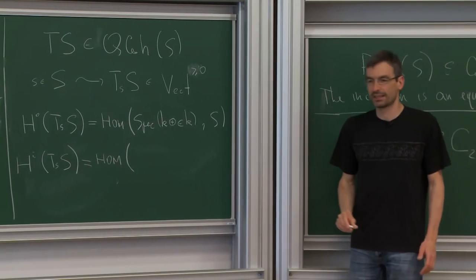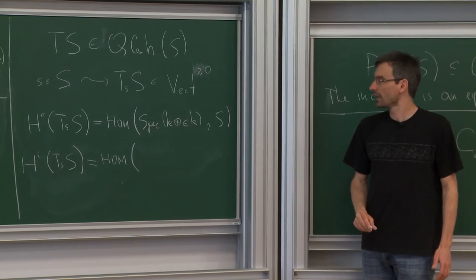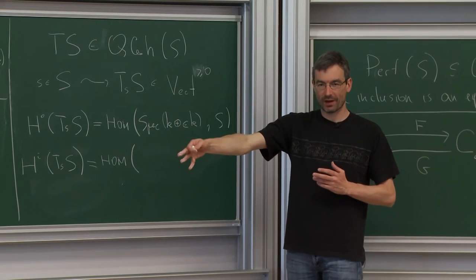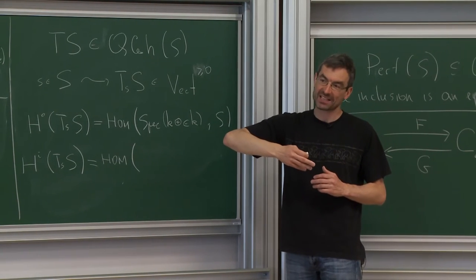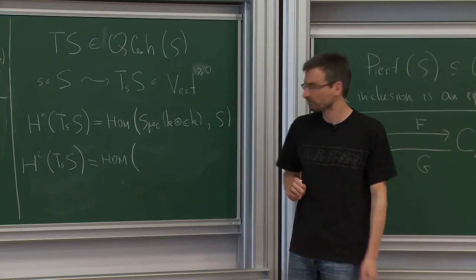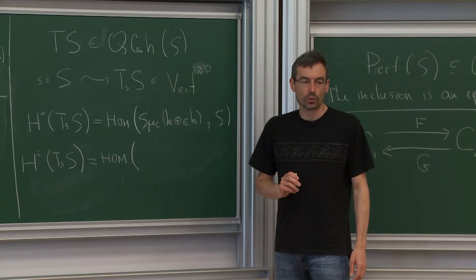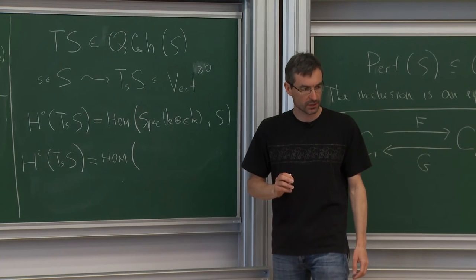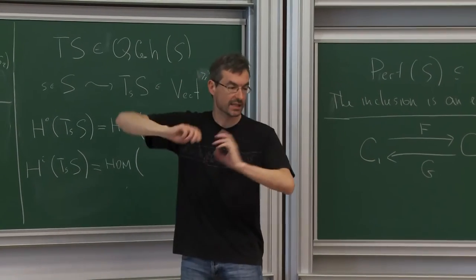Does anybody have an idea how? In general, if you send a classical scheme to a derived scheme, is the Hom something special or not? In that direction, Hom from a classical to a derived scheme is the same thing as a Hom from a classical to the underlying classical, the same thing as a map from a variety to a scheme is a map to the underlying variety. So Hom from classical to derived is discrete in that direction. There is no higher Hom. This map space is actually discrete.